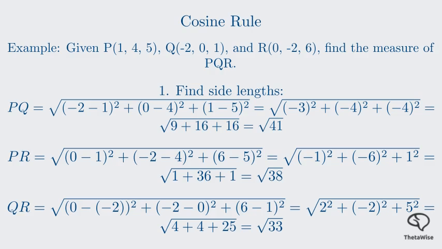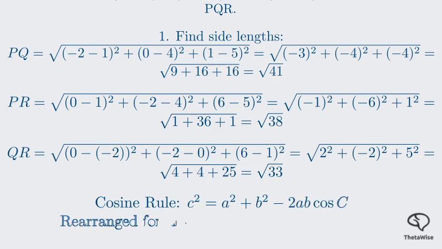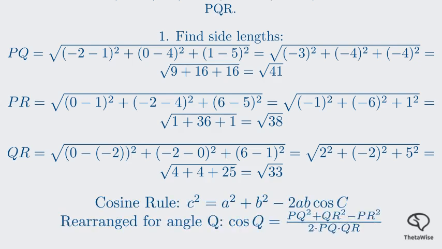Plugging in the coordinates of Q and R, we get the square root of 33 units. Now we have all 3 side lengths. We can apply the cosine rule. The cosine rule states that c squared equals a squared plus b squared minus 2ab cos C.